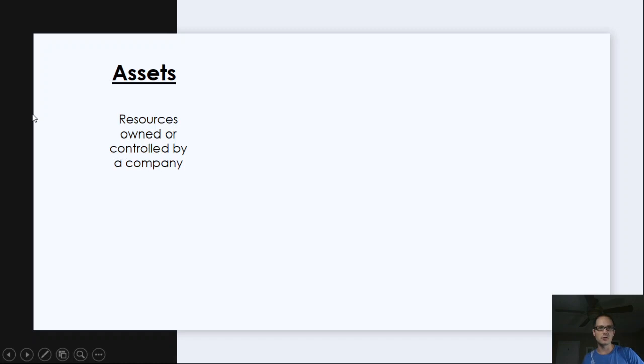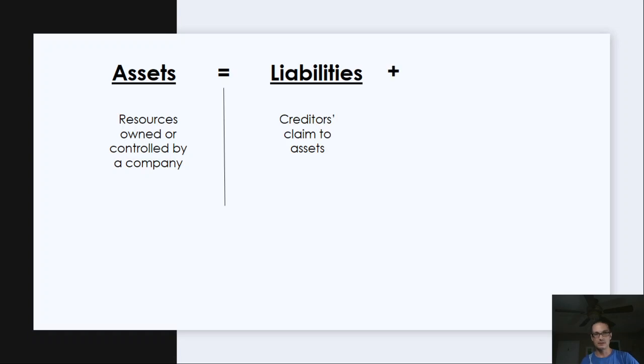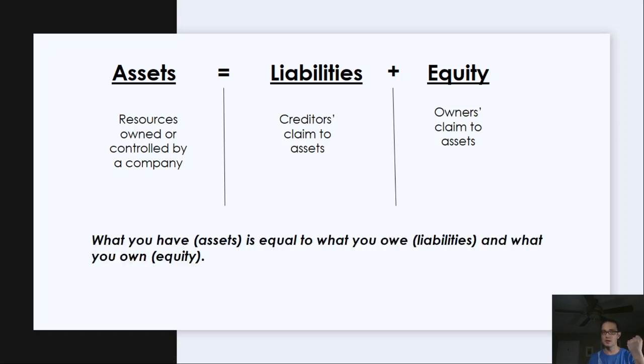So let's just go over what are assets. Assets are resources owned or controlled by the company. They equal liabilities, the creditor's claims to those assets, plus equity, the owner's claims to those assets. So what we're really saying here is what you have, your assets, is equal to what you owe and what you own. And that makes sense, right?